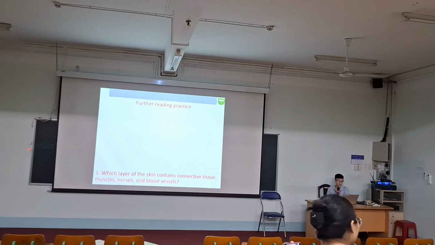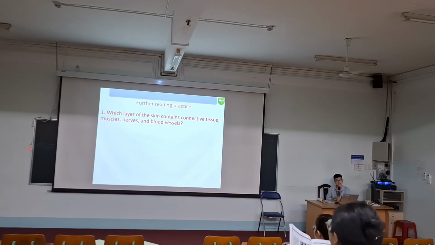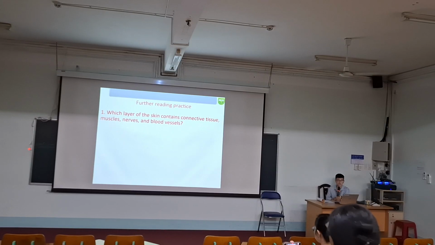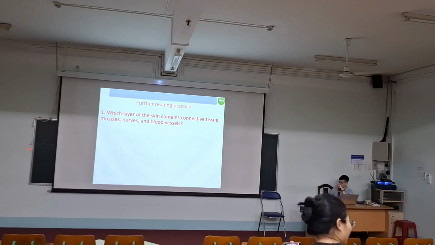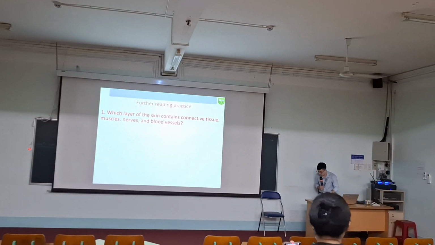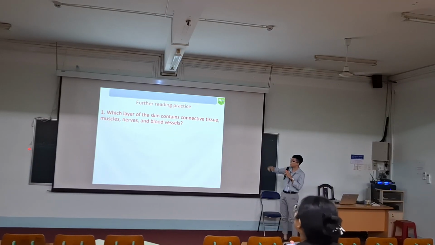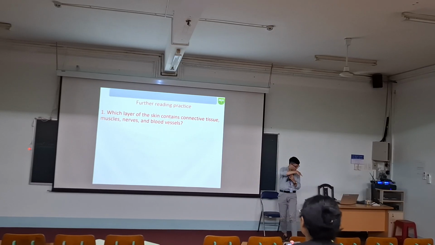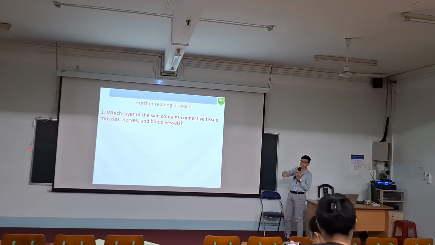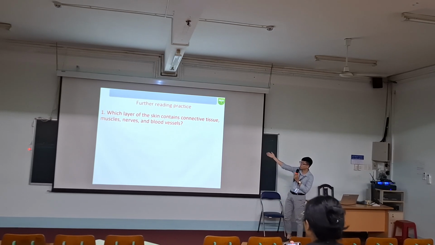Okay, first one: which layer of the skin contains connective tissue, muscles, nerves, and blood vessels? Before looking at the options, what do we identify? Layer. We say layer. Below it there are 3 layers, so prepare to scan one. Next: connective tissue, muscle, nerve, blood vessel.